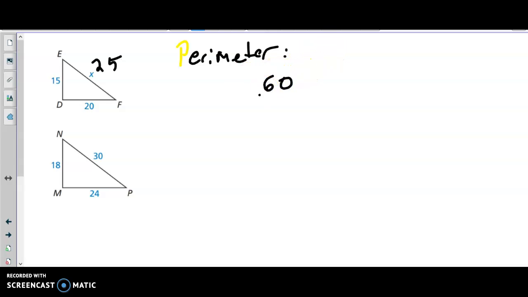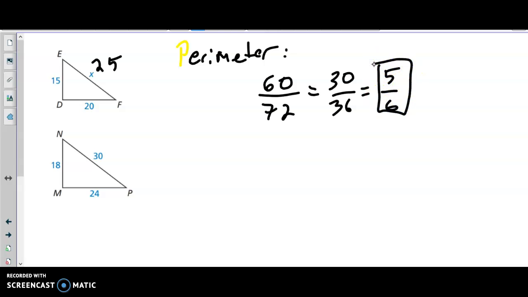So I get 60, and if I compare that to the perimeter of NPM, I get 30 plus 24 plus 18, which is 72. If I reduce that, both of these have 2 in them, so I can say 30 divided by 36. And then both of these have 6 going in evenly, so that's 5/6. So it's the same ratio for perimeter.